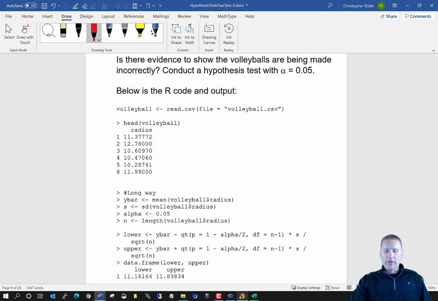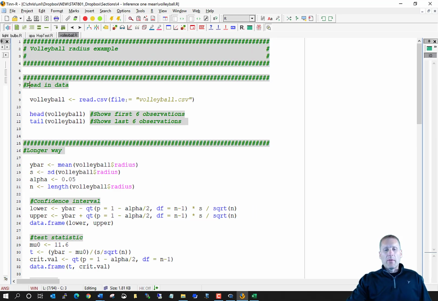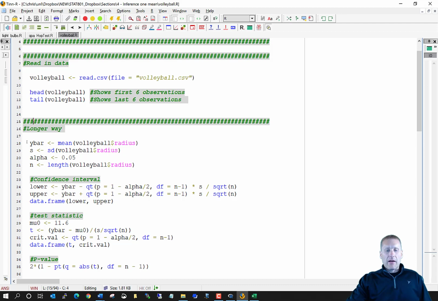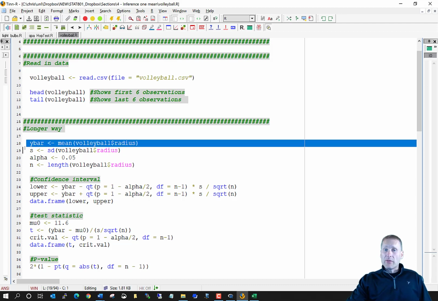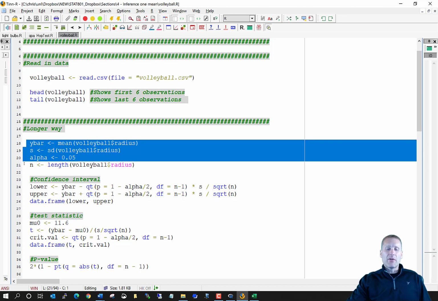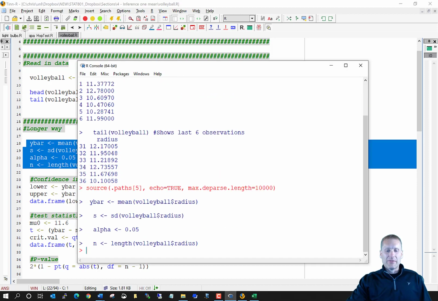So, let me go over here to R. My data is in volleyball.csv, so let me go ahead and read that in. From that, I can find my sample mean using the mean function as we've done before. I can find my sample standard deviation using the SD function as we've done before. I can state my level of alpha. I can find my sample size using the length function as we've done before. Let's go ahead and do that.